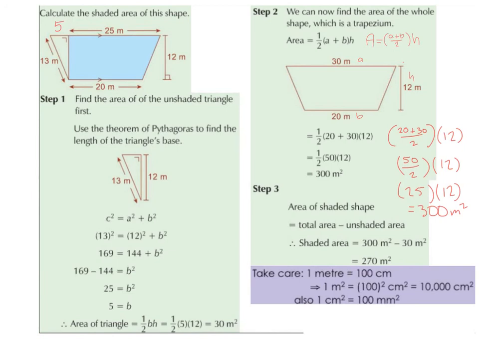And just note, be careful when you're dealing with centimetres, metres, millimetres, etc. 1 metre equals 100 centimetres. We have to learn this off by heart. So 1 metre squared will be 100 squared, which is 100 times 100, which would be 10,000 centimetres squared. So 1 metre squared is 10,000 centimetres squared, and 1 centimetre squared would be 100 millimetres squared.